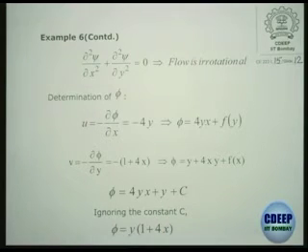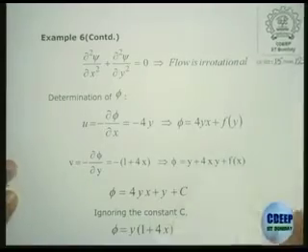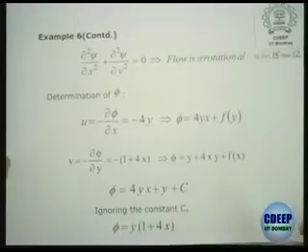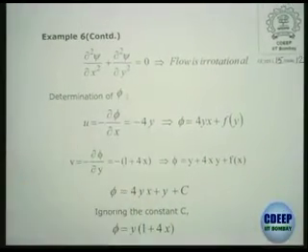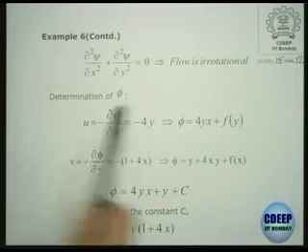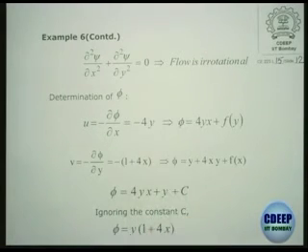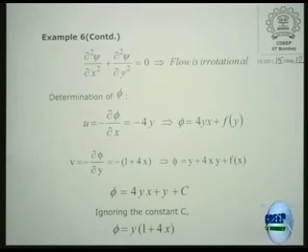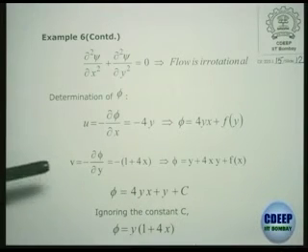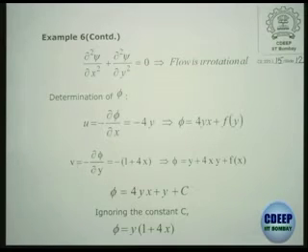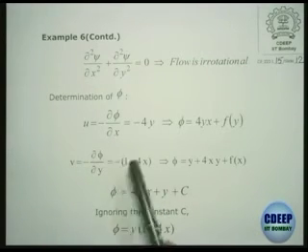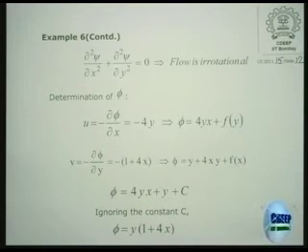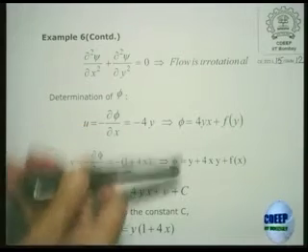Whatever u I had in the earlier one, so you had minus 4y, v equal to this. The same quantities are being equated to minus d phi by dx. So if I integrate this, I get phi equal to 4xy plus a constant or a function of y. Similarly, repeat for v, again minus d phi by dy, and v was equal to minus 1 plus 4x. Here again, I get something. This part, be careful now.